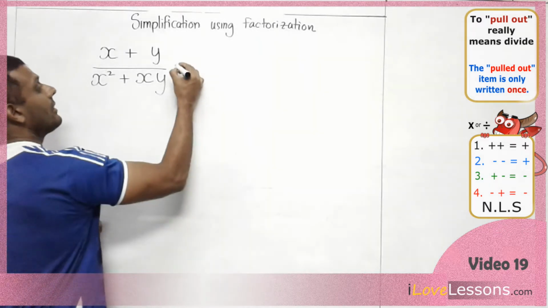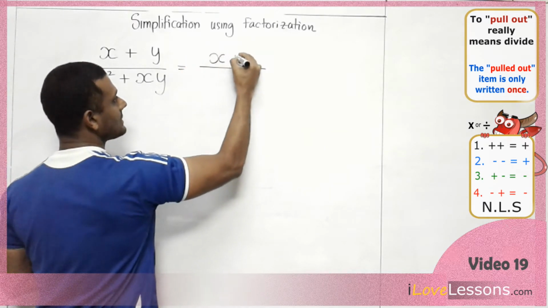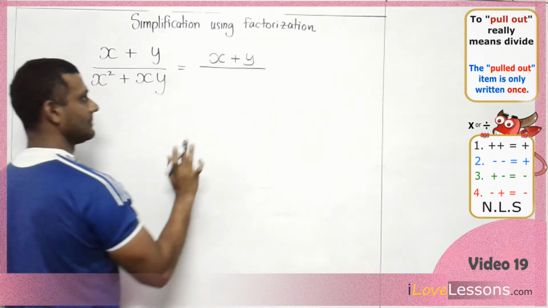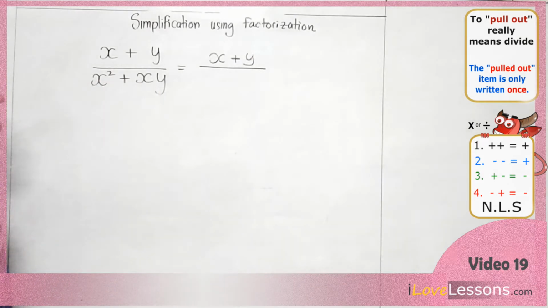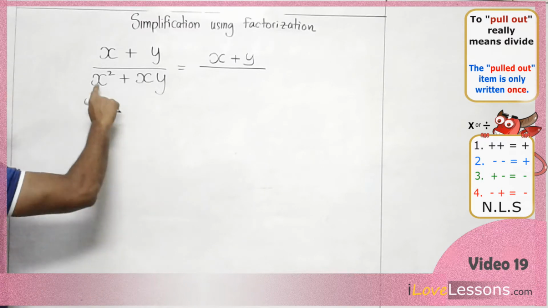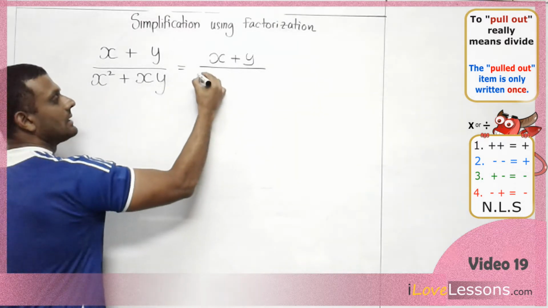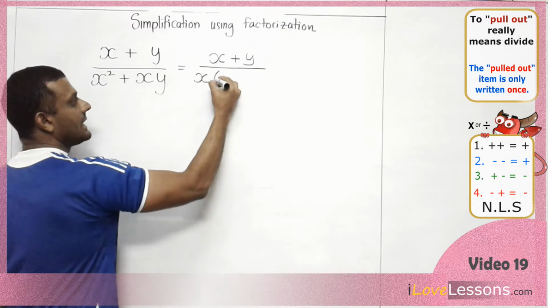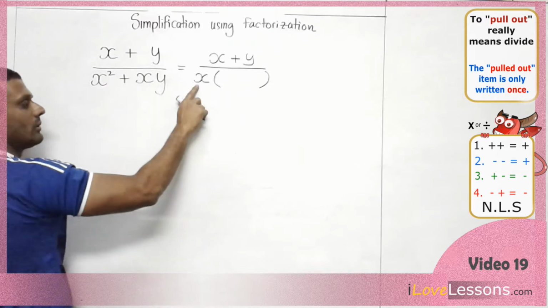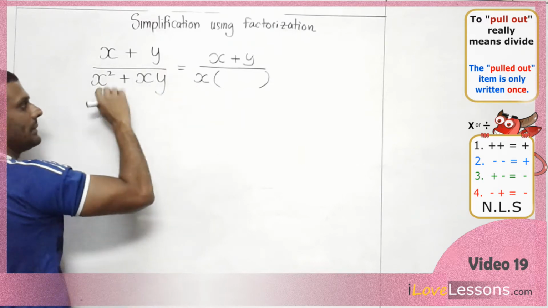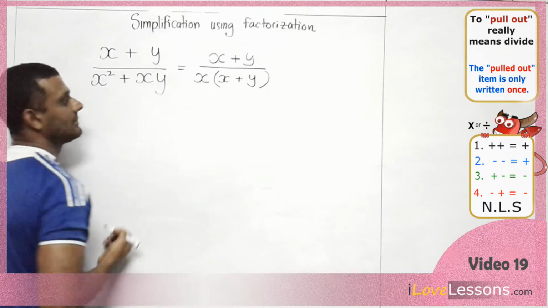But if we were to look at the top, it's just a simple x plus y. Underneath, what's similar between both of them? x and x. You can pull out an x here and you can pull out an x here. So let's pull out the x. If we pull out the x from the underneath, remember, we're only going to write it once. We'll be left with x here and we'll be left with y here.